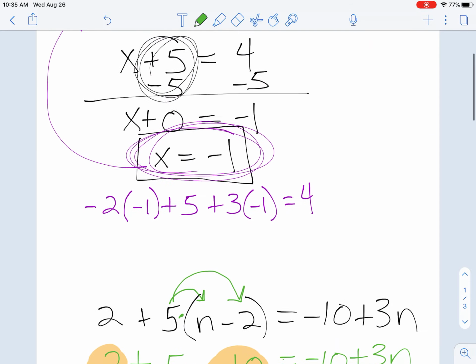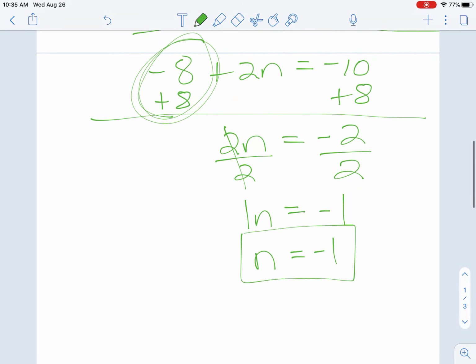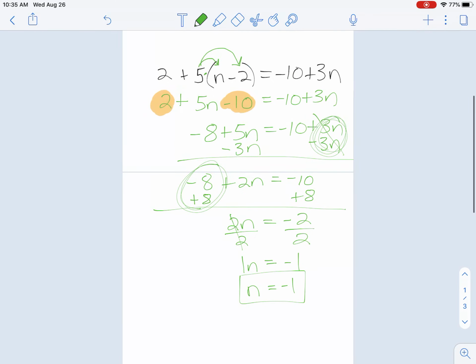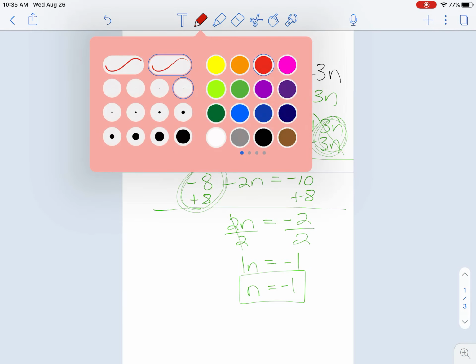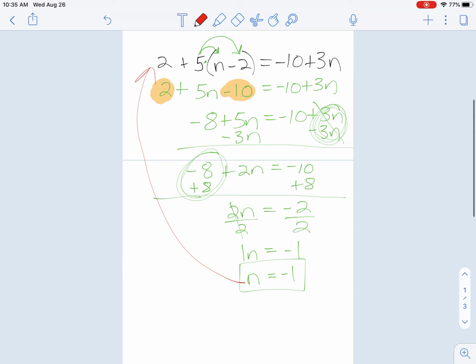I did not mean for my answers to both be negative 1. That was kind of like a coincidence. But you can always do that double check and make sure that you're right by plugging in your final answer into the beginning to make sure that it makes sense when you evaluate that.